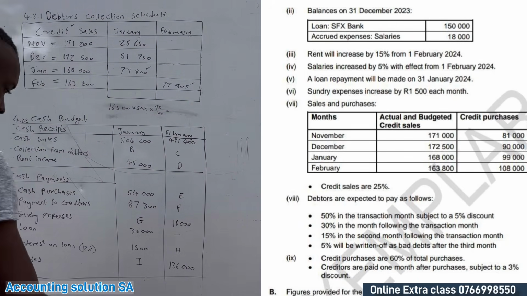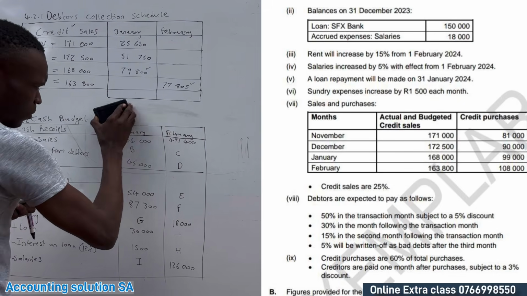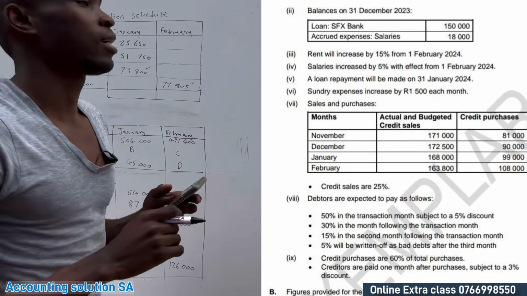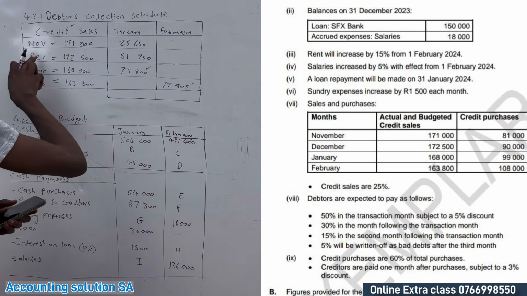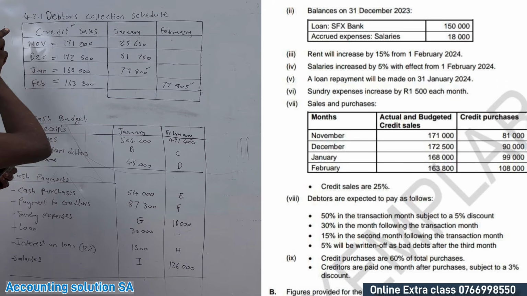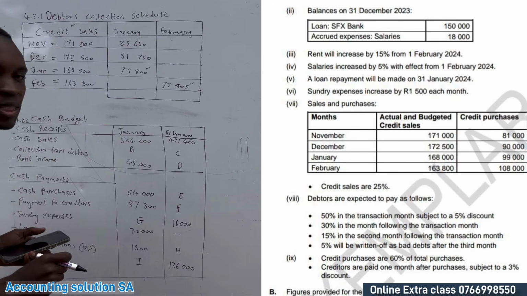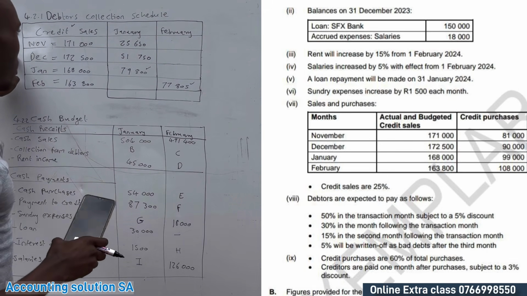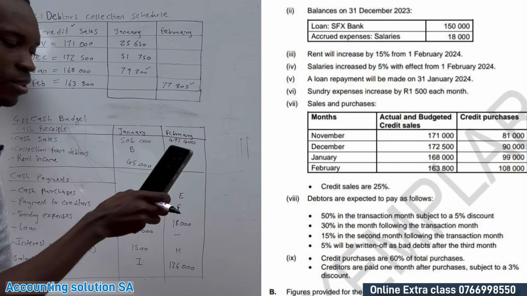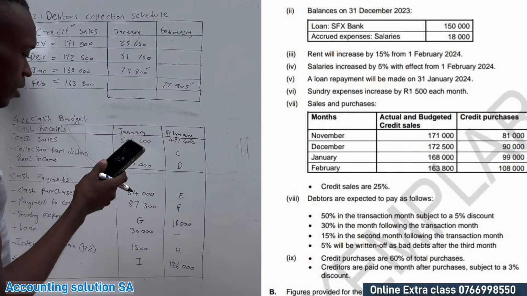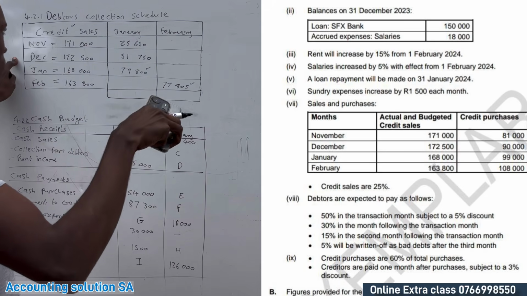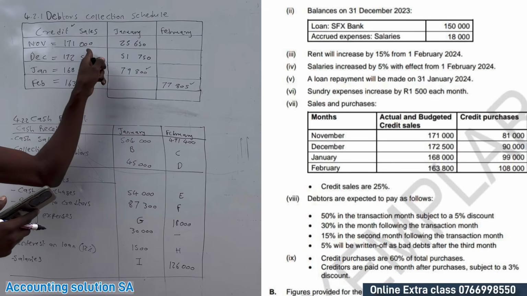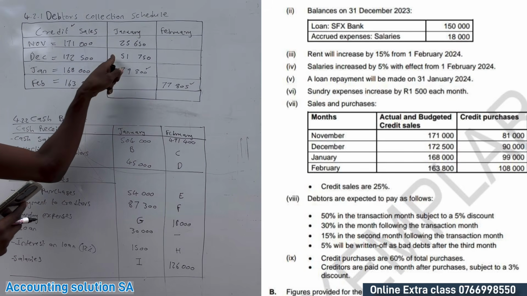Very simple. Now let's go to the month following the transaction month of a sale. This is how we do it. We have to start with December so that we won't waste time, because here there is nothing. December versus December is 50%. December and the following month, which is January, is 30%. If you say 172,500 multiplied by 30%, it's going to give you this month.